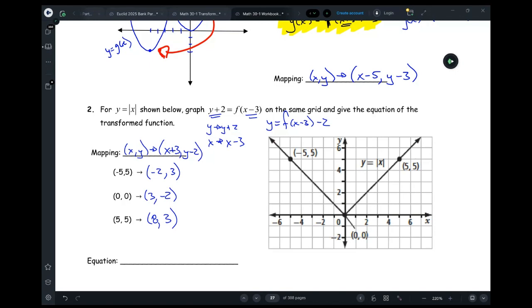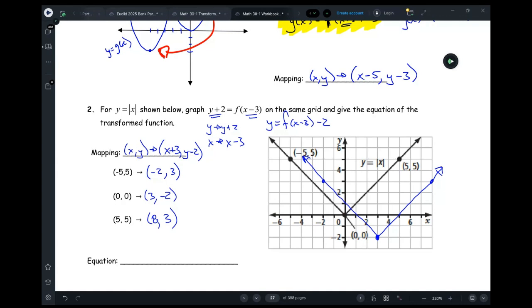And now I just go to my graph here and I plot those. So negative 2, 3 is going to be right here. 3, negative 2 is going to be right here. And remember, that's the vertex. That's where the vertex went. And then 5, 5 is going to become 8, 3. So 8, 3 is over here. And then I'm just going to connect the dots. I'm going to make sure to put little arrows on there to indicate that that keeps going.